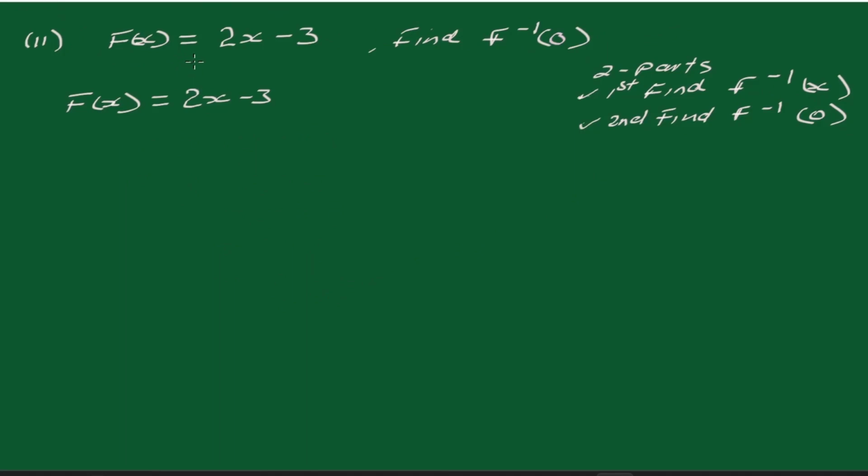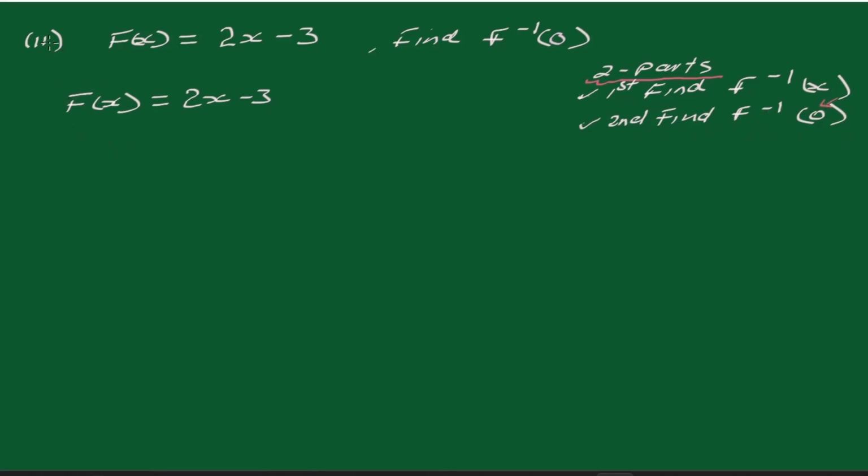Looking at question 2, we are asked to find f inverse of 0. Again, it's a two-part question. First, you need to find the inverse function of f. And having found the inverse function of f, we need to work out the value of the function where the input to the function is 0.